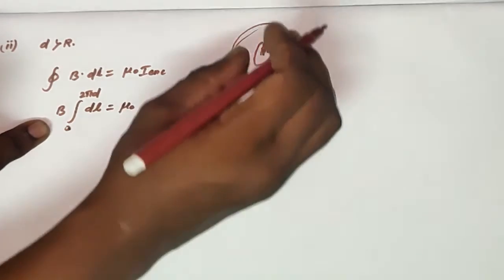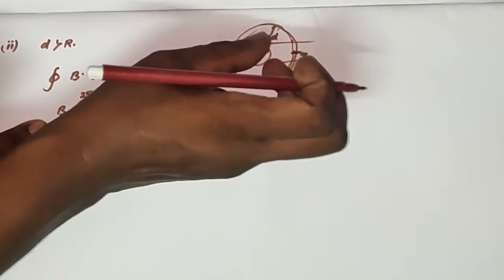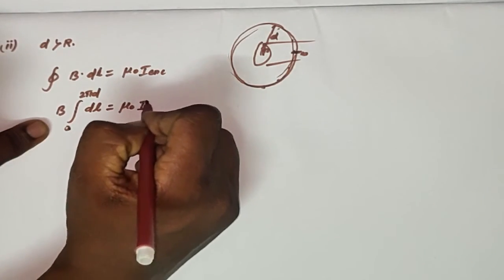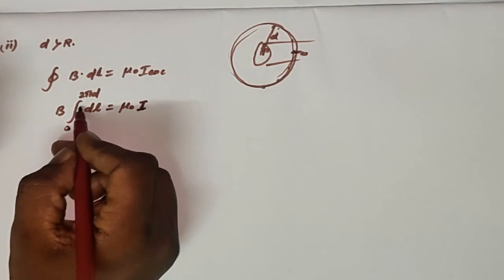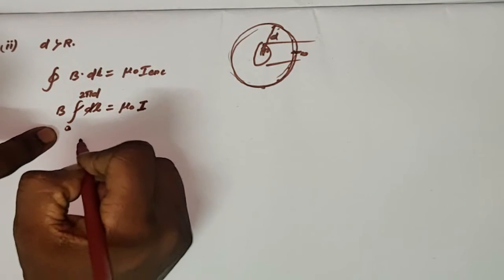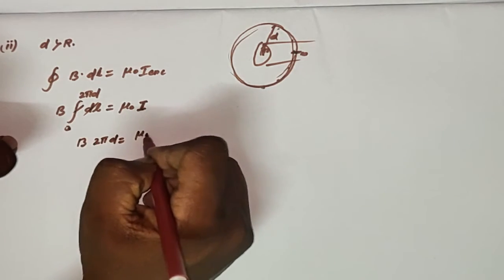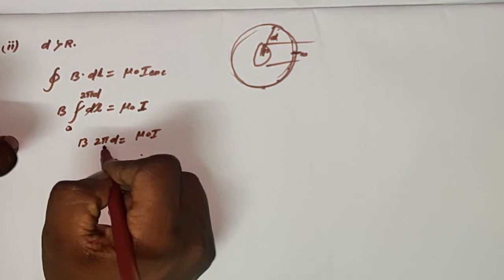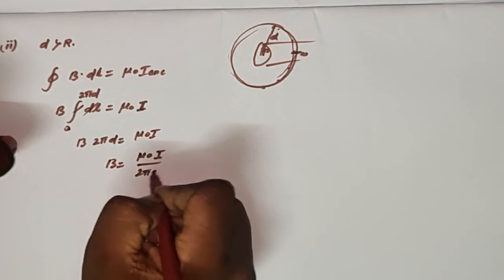Now the enclosed current: the Amperian loop is outside the cylinder. The total current enclosed within the circle is the current inside the cylinder, that is I, which is constant. Now you can integrate dl, so L will be there. Substituting the upper limit, we get B times 2 pi d equal to mu naught I. So B equal to, pushing the 2 pi d to the other side, mu naught I divided by 2 pi d.